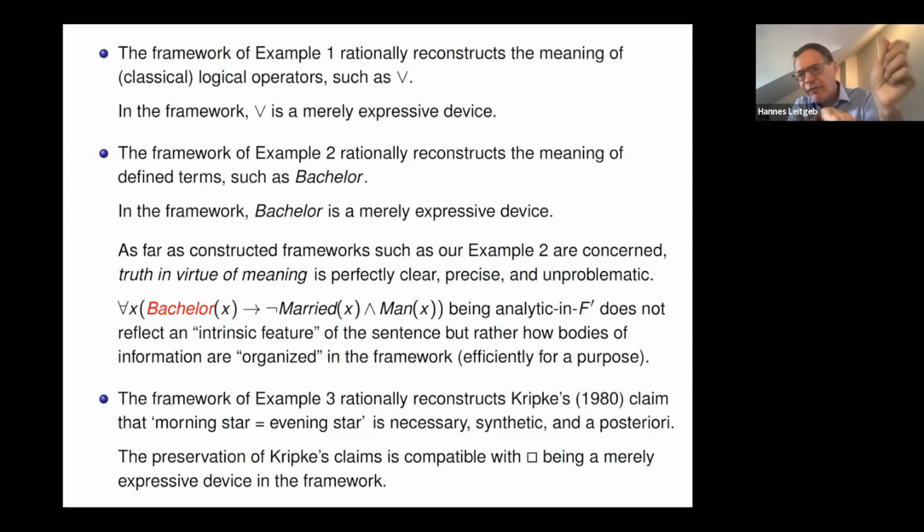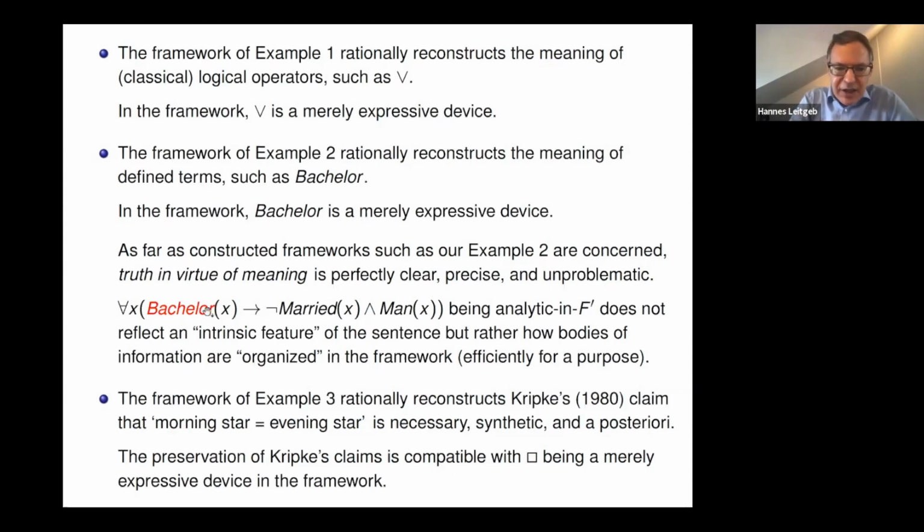You get the same idea here. What is analytic in one framework might not be analytic in another framework. Analyticity is framework relative. Whether a term is merely expressive is framework relative in my reconstruction. Again, there are lots of frameworks available. And analyticity, truth in virtue of meaning alone, as it were, is perfectly clear, precise, and unproblematic in the frameworks. It might have lots of problems if you apply the analyticity predicate to names of sentences in natural languages. So Quine had a point there, I would say. But analyticity in my frameworks, I want to claim, is completely unproblematic.